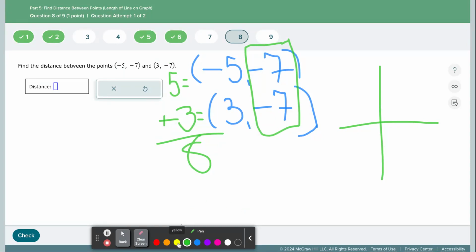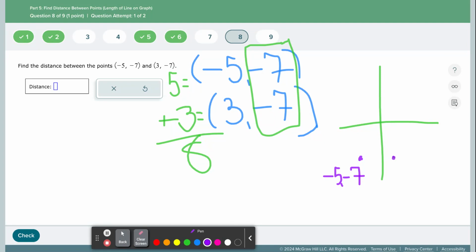I'm just going to plot it to prove it, okay? So I have -5, -7. -5's backwards, -7's down. So -5, -7. Cool. The other one is +3, -7.